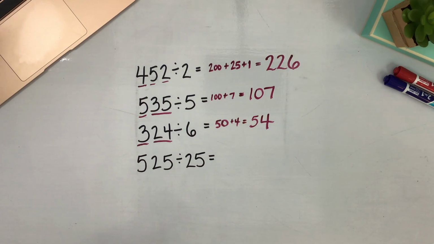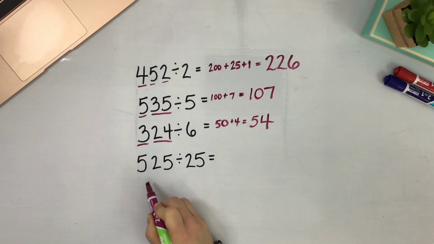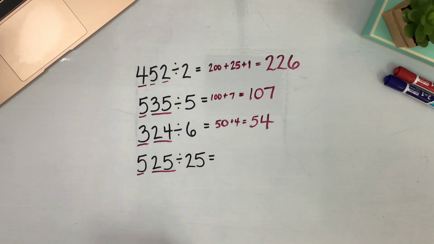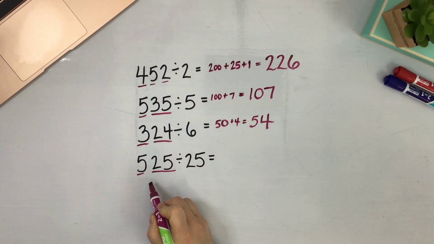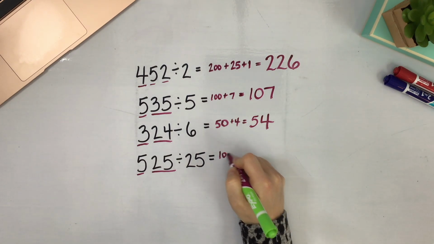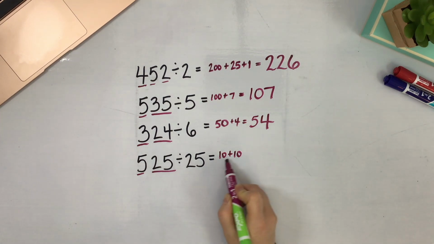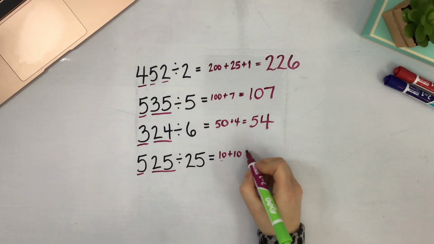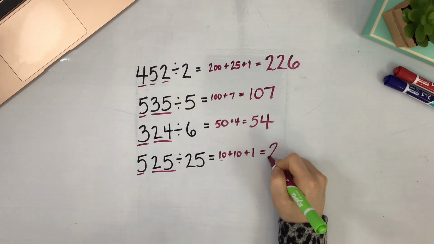And 525 divided by 25. I'm going to break the 500 down into 250 and 250 because that's easier for me in my head. And then I'll have the 25 left over. So 500, I'm going to break that down into 250, 250, and each 250 divided by 25 is 10. So I'll have 10 and 10. Maybe you did it in one step and said 500 divided by 25 is 20. That's fine. 25 divided by 25 is 1. So my final answer here is 21.